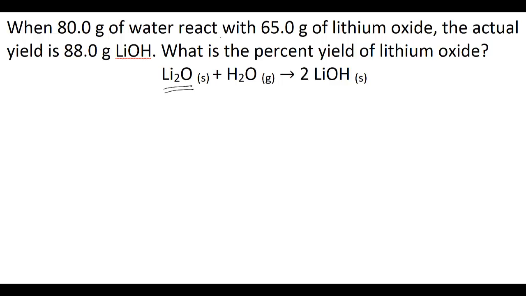And then you also have to figure out what the theoretical yield is based on the amount of that limiting reactant that you have. So you have 65.0 grams of lithium oxide, and in a previous video we used that number to determine the theoretical yield of the product, which is lithium hydroxide, to be 104 grams. So that was your theoretical yield.